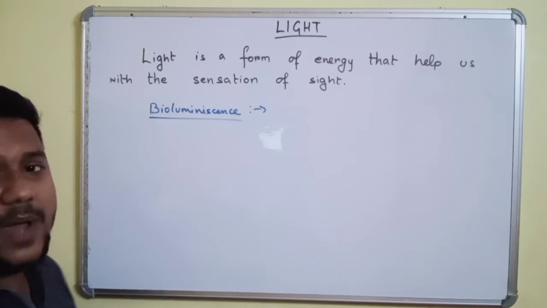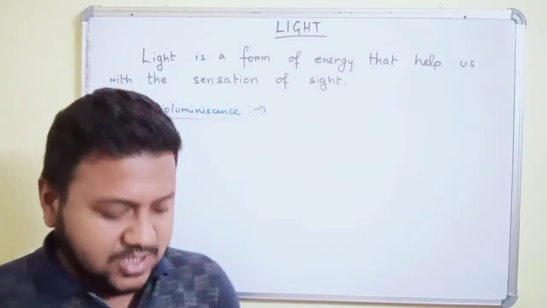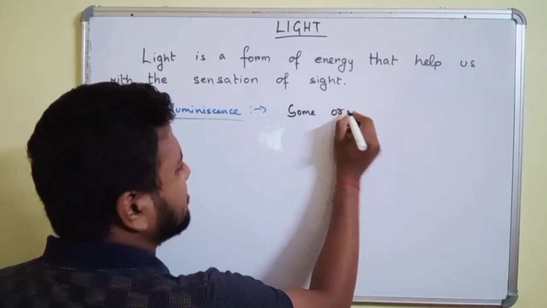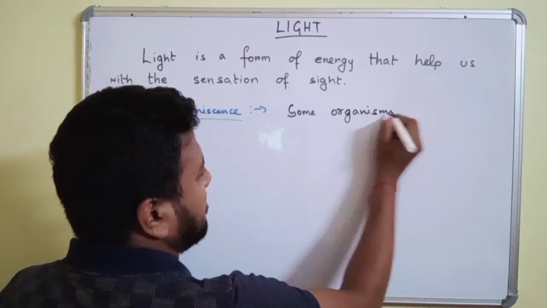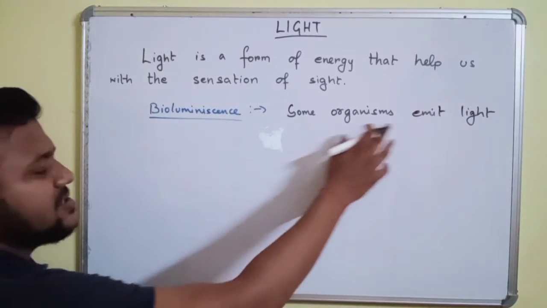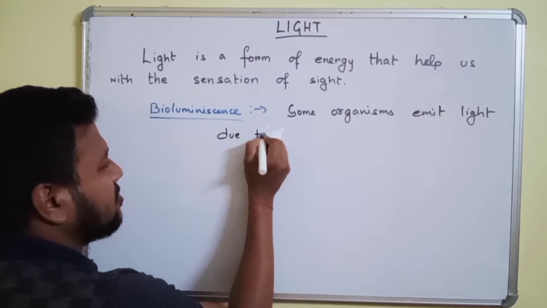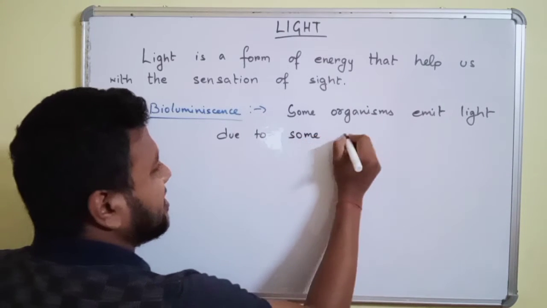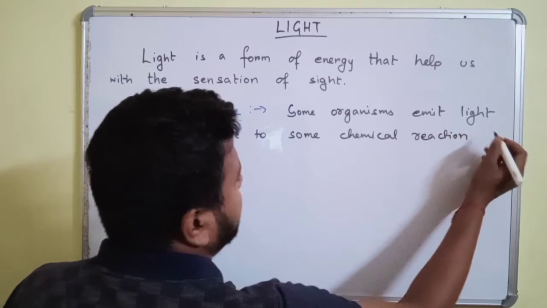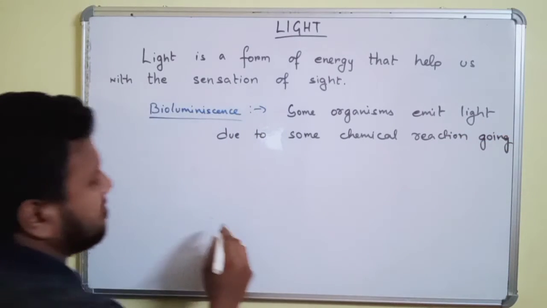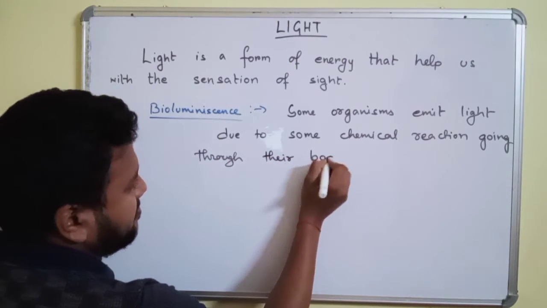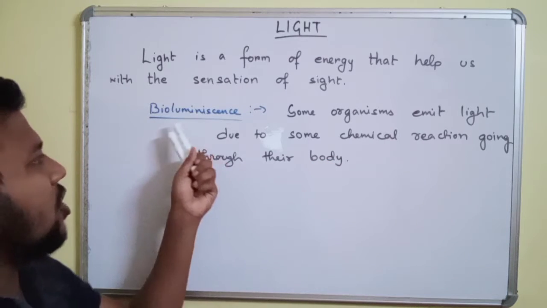What is bioluminescence? Some organisms emit light due to a chemical reaction going through their body. Such a phenomenon is called bioluminescence.